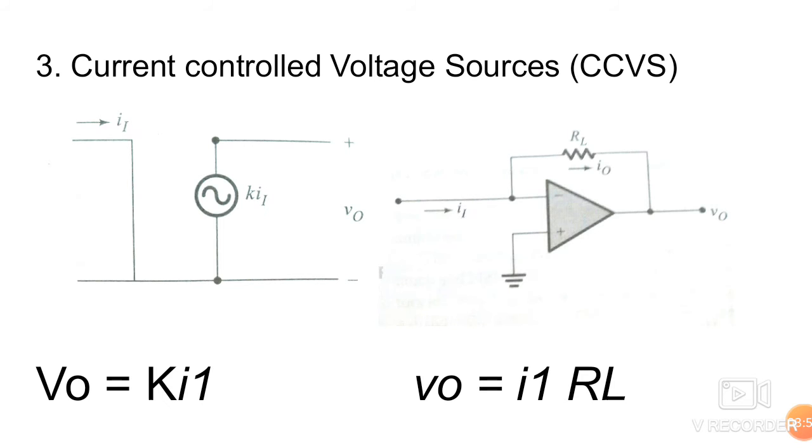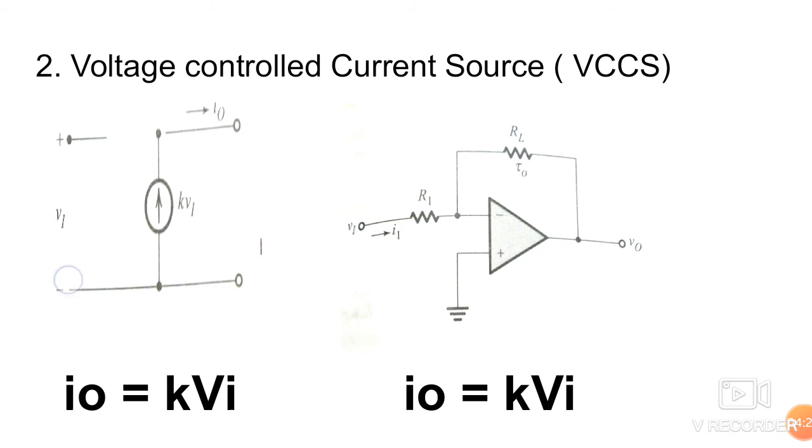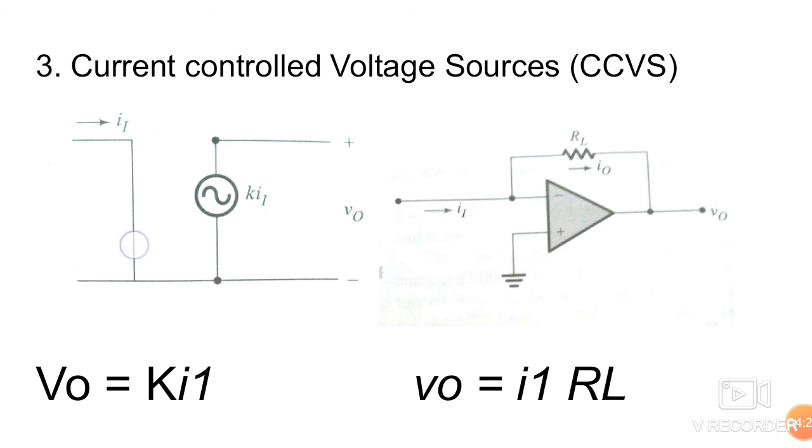Now the third one, the current controlled voltage source. The output voltage will be controlled by the input current. This is the input current I1 and this is the output voltage V0. This output voltage V0 can be written as K times I1, where K is a proportionality constant and I1 is the input current.